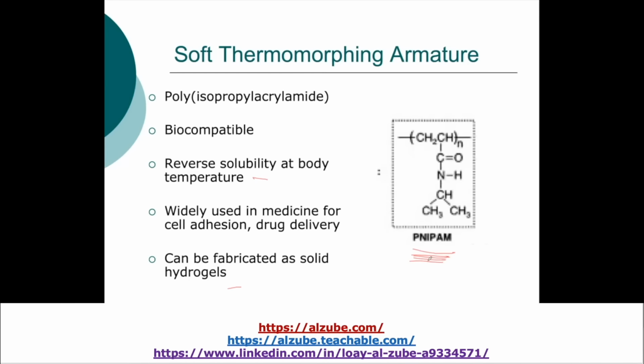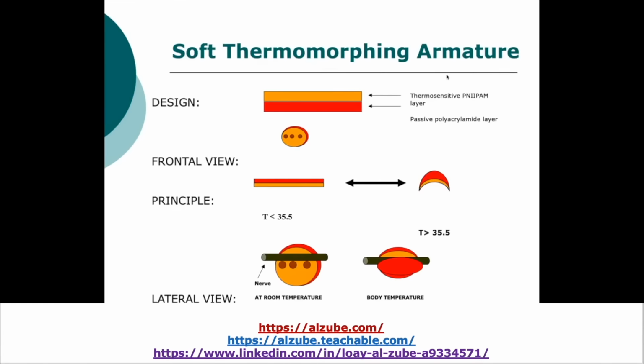And it is what we call soft thermomorphing armature. So it's a polymer, it's soft, thermomorphing, which means that when it gets in, it is like a gel or a liquid; put it inside the body and it becomes solid, and it can go around a material. So what we have is two layers of this material. One layer is a thermosensitive layer, and then you have a passive polyacrylamide layer. So that's the design. You can look at the front view and the side view.